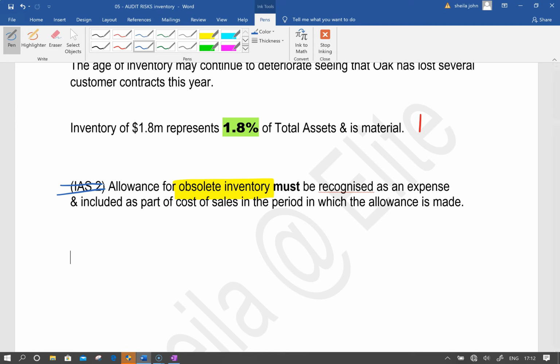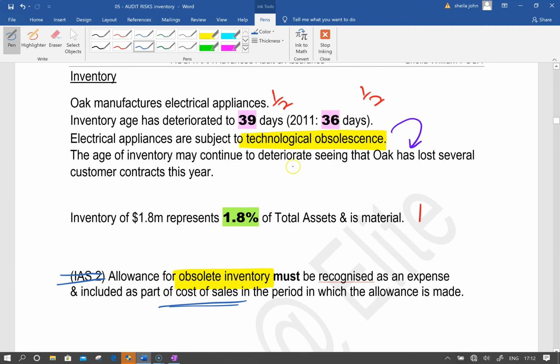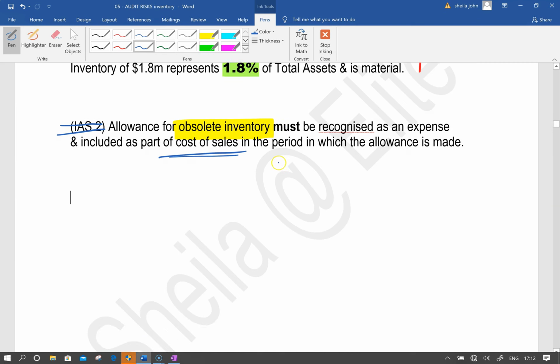I'm just telling you that this one is from IAS 2. So allowance for obsolete inventory must be recognized as an expense. And what are you going to do with that? You're going to include that as part of cost of sales in the period in which the allowance is made. So put down the accounting treatment. So what do we have so far? We've got the observation from the scenario, you've got the materiality, and you've got the accounting treatment.